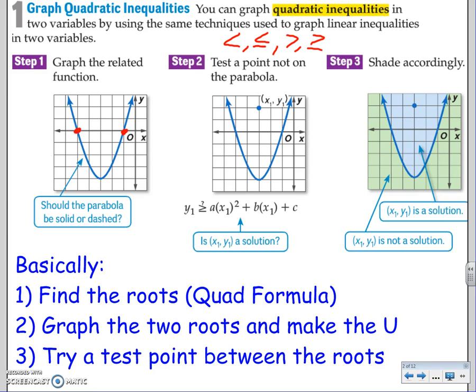So again, the steps down there: find the roots using the quadratic formula, graph the 2 roots and make the U, try a test point between the roots.